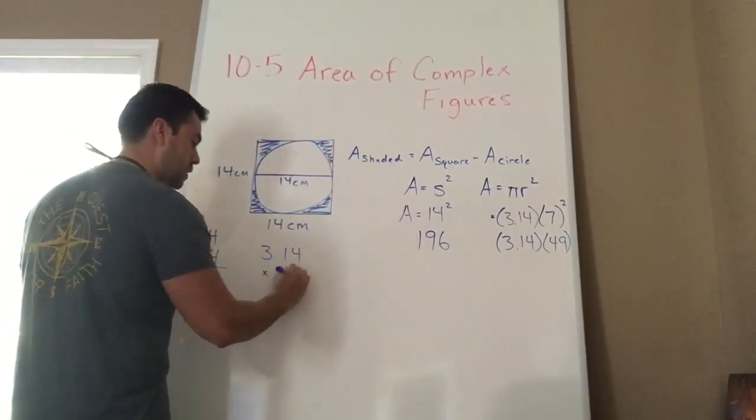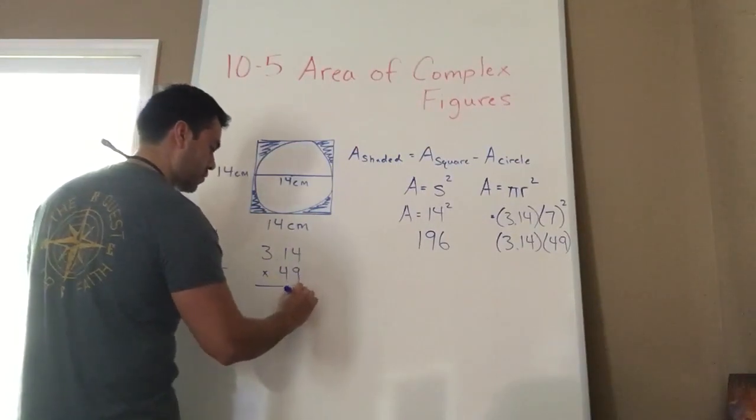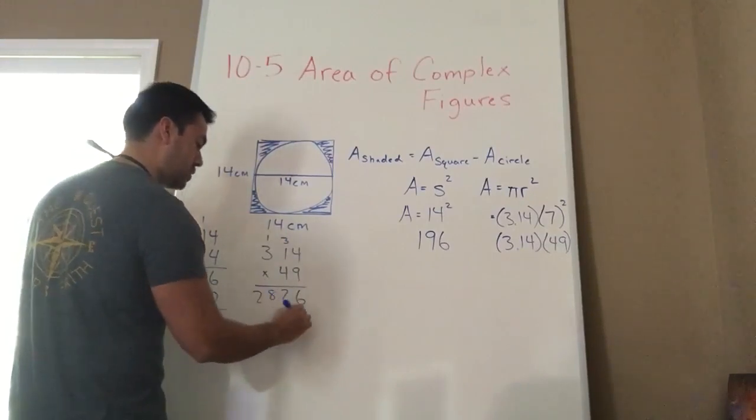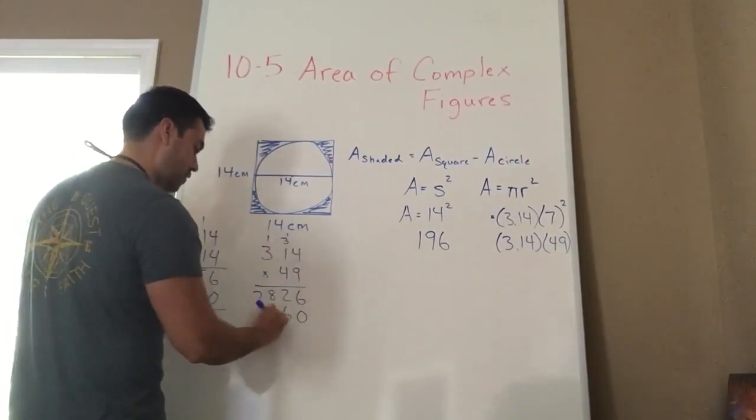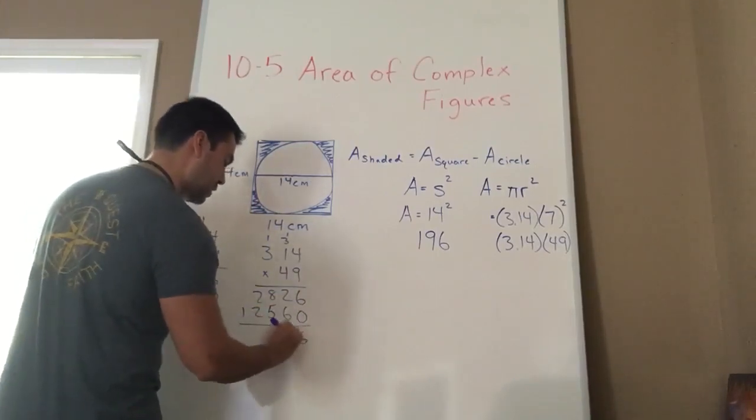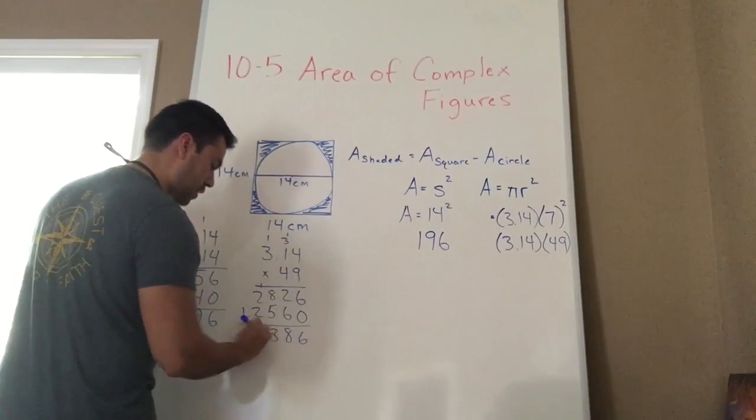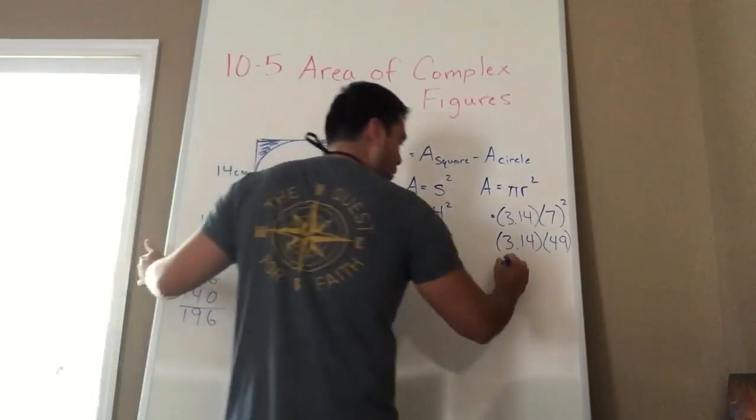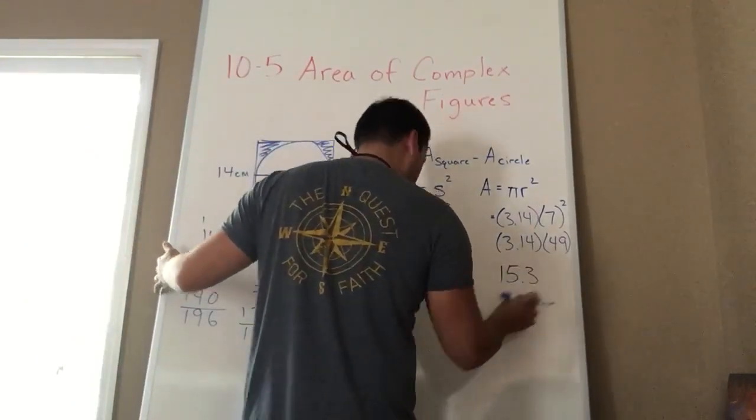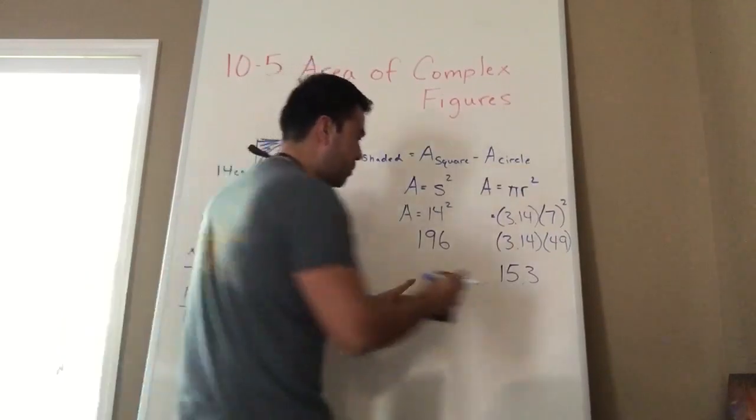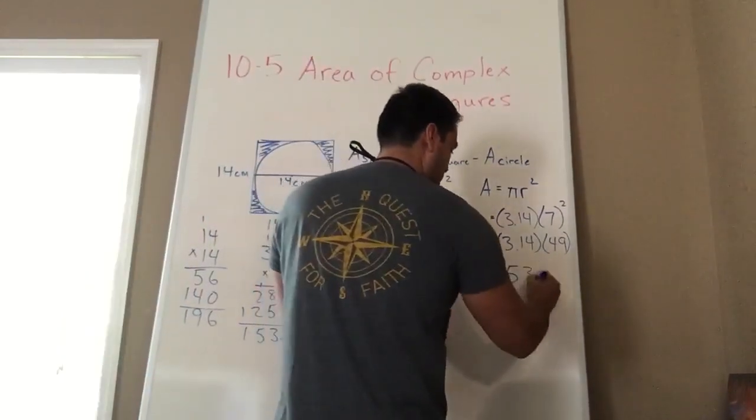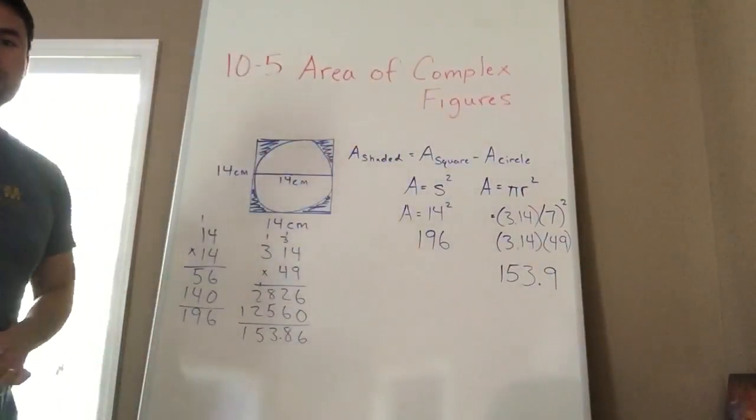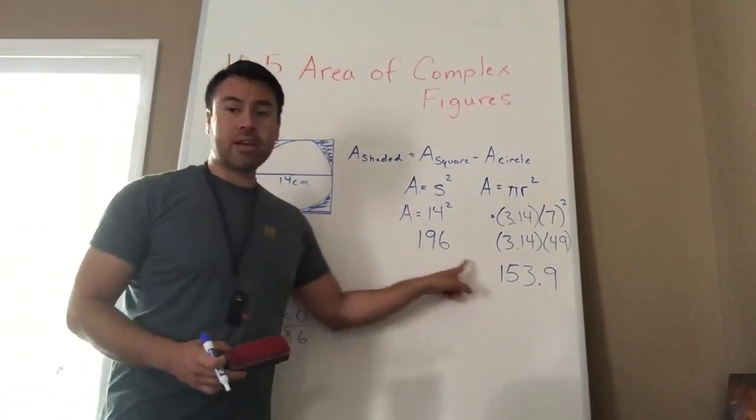3.14 times 49. So 36. Almost blanked out on that one. 28, 0, 16, 5, 12. 6, 8, 13, 5, 1. Decimal point goes 2 over. So 153.86. 153, no decimal between the 5 and the 3. 0.86, we're going to go 153.9. Okay, what do I have to do with this area and that area?